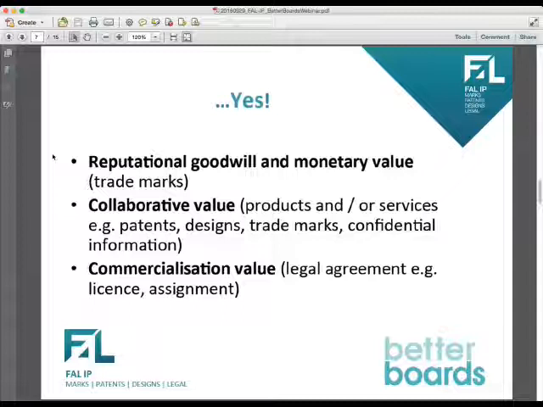Or ultimately they can be sold, just like any other property. They are intangible, but they're recognised as property assets. So hopefully we've covered a few concepts of value being more than just a dollar value.